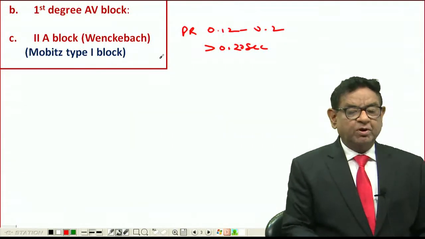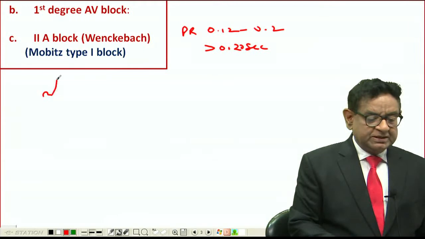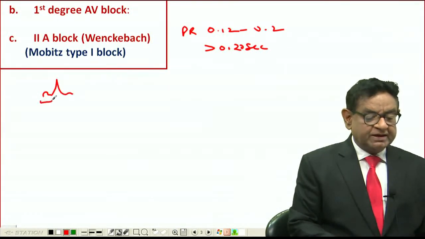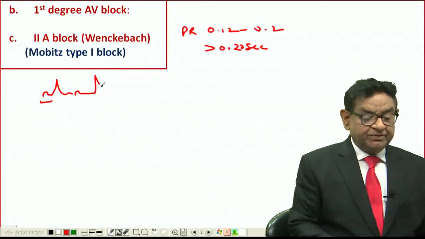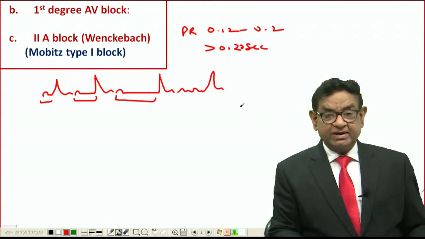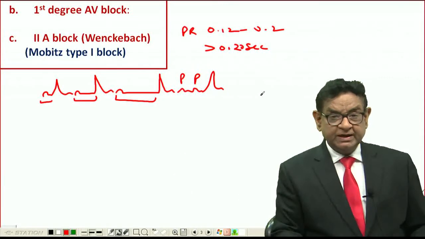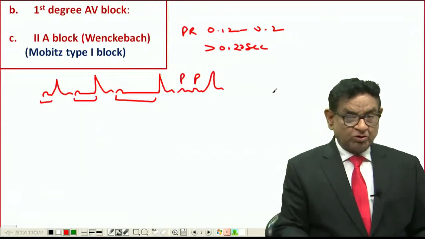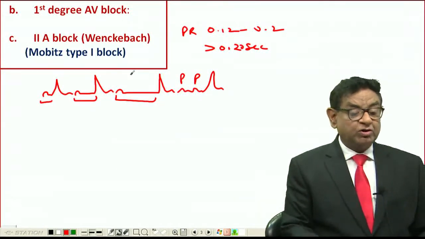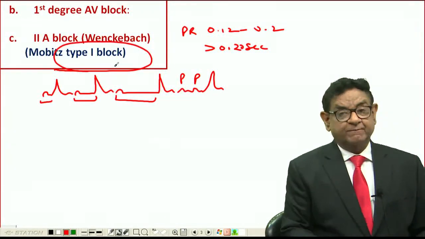Then we talk about 2A block, so-called Wenckebach phenomenon. What is this? In this we get this PR interval, in the next beat we get a longer PR interval, then we get a longer PR still. So there is progressive increase in PR interval in the subsequent beats till a P is followed by no QRS, and there is a drop of QRS. This is the so-called Wenckebach phenomenon or 2A block, also known as Mobitz type 1 block.